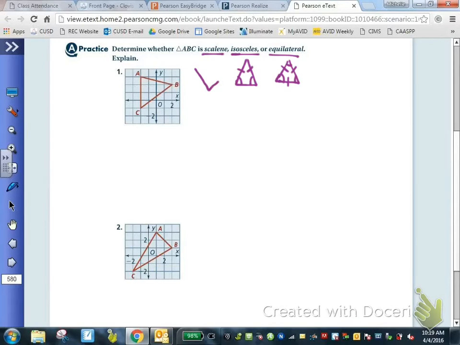She's right. A scalene has an obtuse. Here we go. Whatever. You guys get the idea. All the angles are different and all the sides are different. Okay? So that's a scalene.